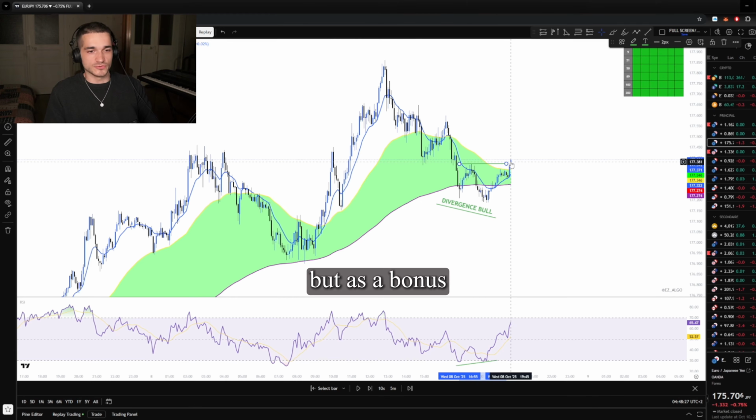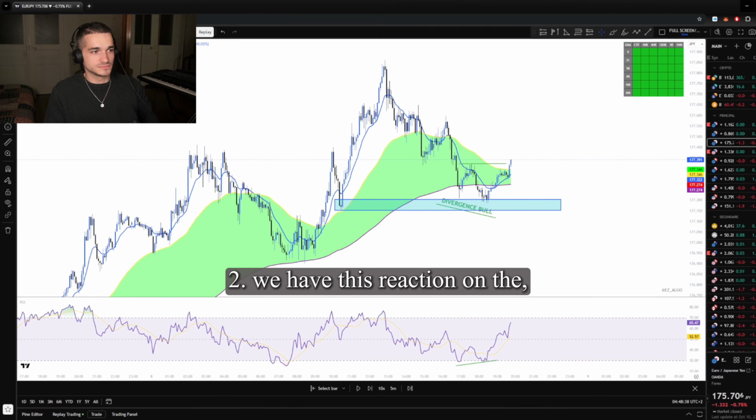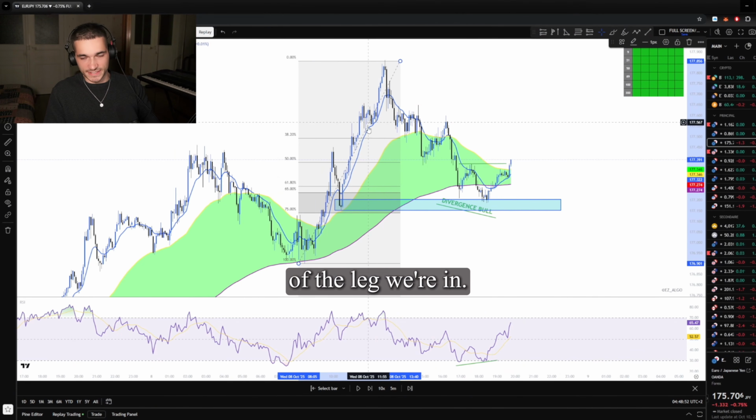But as a bonus, we can see that first, we had this reaction on this POI. Second, we have this reaction on the 61.8 of Fibonacci of the leg we're in.